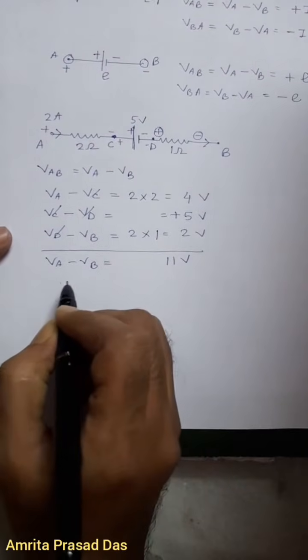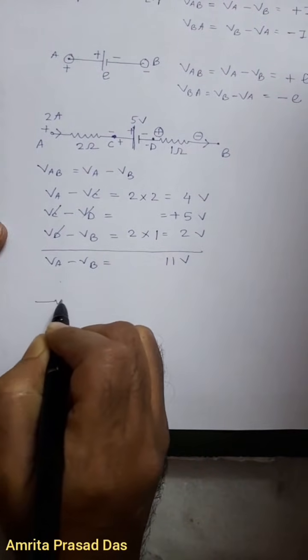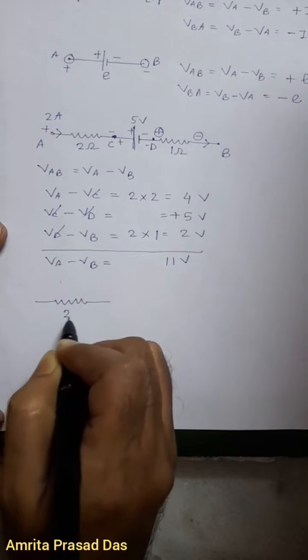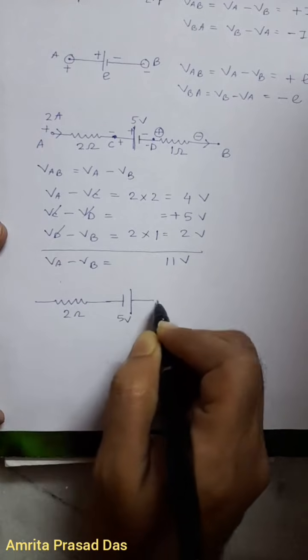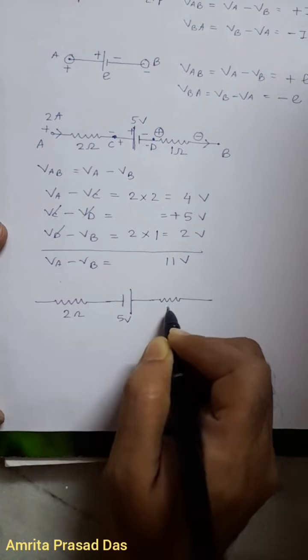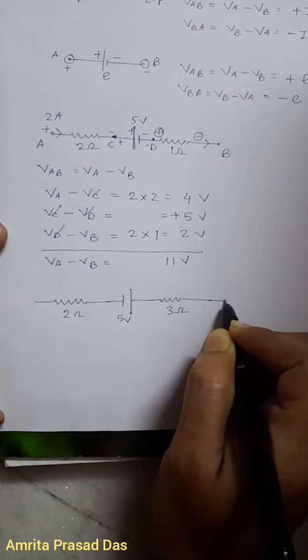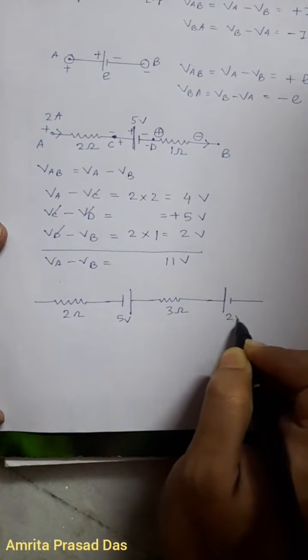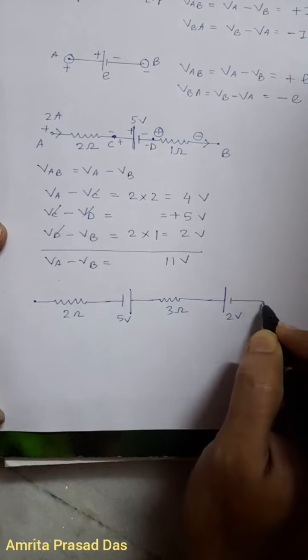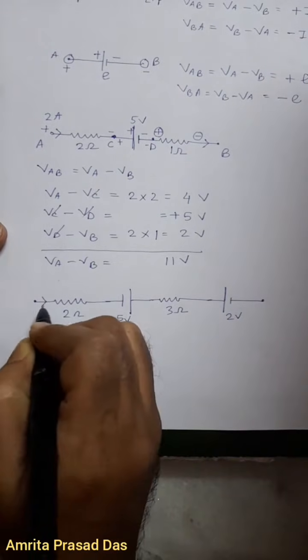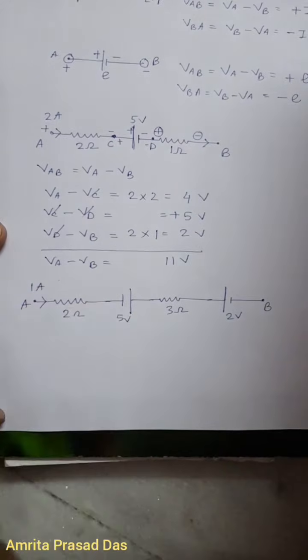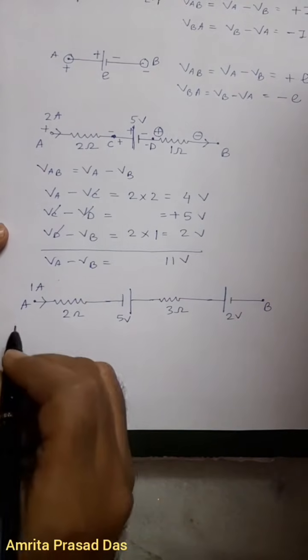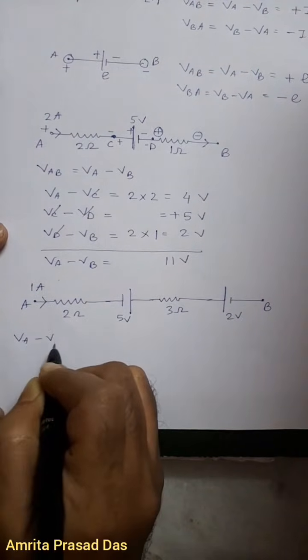Now, another problem, same kind of problem. Suppose this is 2 ohm, this is 5 volt, this is 3 ohm, this is 2 volt. Suppose a current flows from A to B and this current is 1 ampere. We have to find out the potential difference between A and B, that is Va minus Vb.